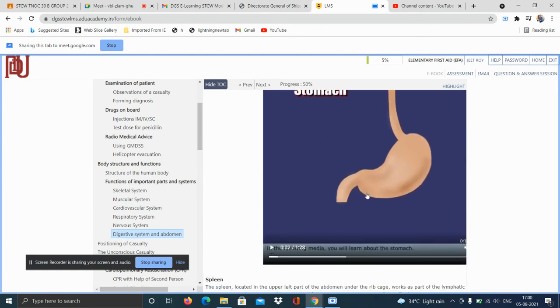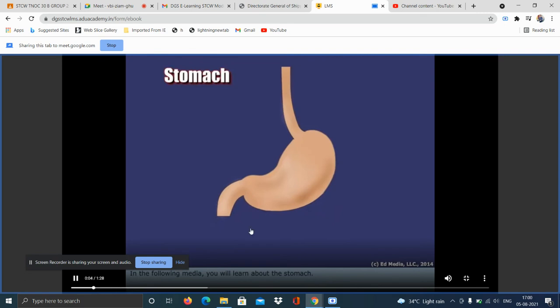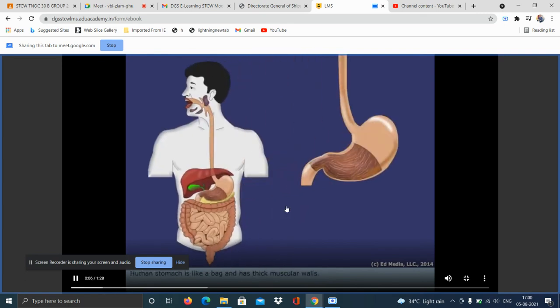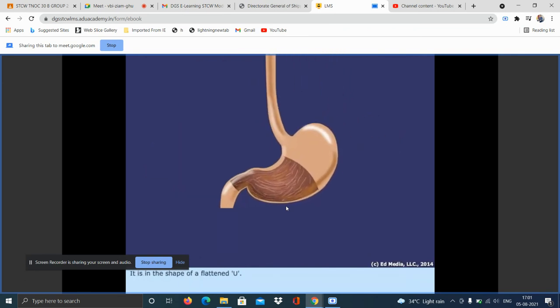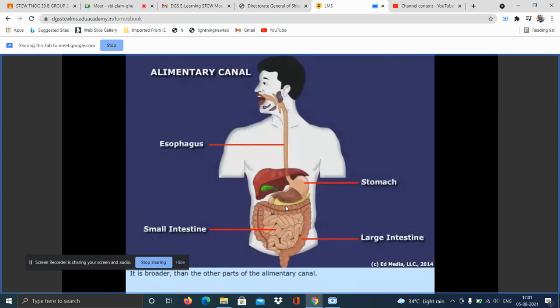Learn about the stomach. Human stomach is like a bag and has thick muscular walls. It is in the shape of a flattened U. It is broader than the other parts of the alimentary canal.